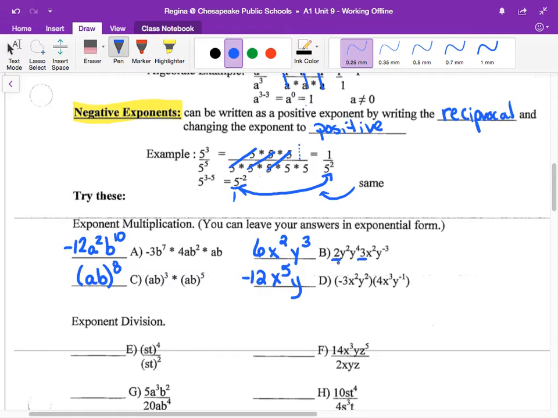All right, so we got numbers. You just go ahead and do numbers like you've always done. 2 times 3 is 6. Same thing here. Negative 3 times 4 is negative 12, and then you take care of your exponents.